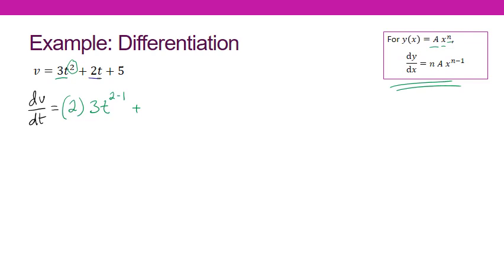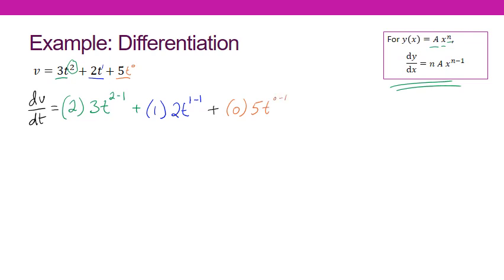So my next term is 2t. So I'm going to write, this is 2t to the 1. So my power is 1. I bring it down. 2t to the 1. But then I want to subtract 1 off that power. And then I need to do my last term. This is 5t to the 0. So I'm going to bring down my power, that's 0, times 5, t to the 0 minus 1.